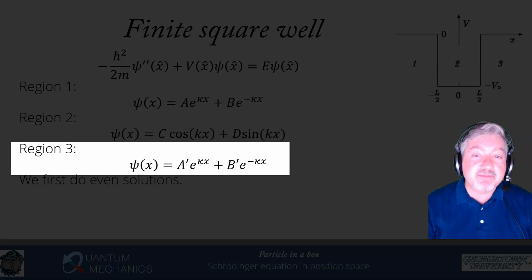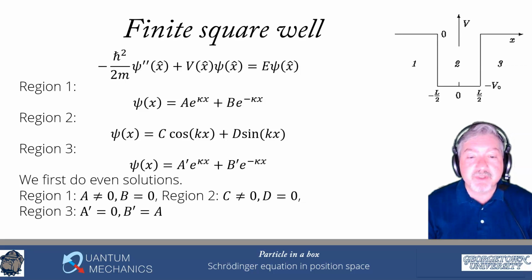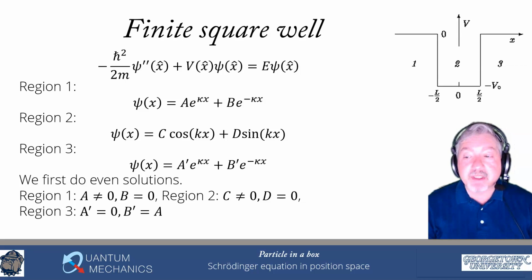And then to make it an even function, when I go to the opposite side, I can only have psi of x equals B prime e to the minus kappa x, because as x goes to plus infinity, that's the only term that decays. But for it to be an even function, I'd better make sure that that B prime is equal to the A. So what we find is in region 1, A is non-zero, B is equal to 0. In region 2, C is non-zero, D is equal to 0. And in region 3, B prime must equal A for it to be an even function.